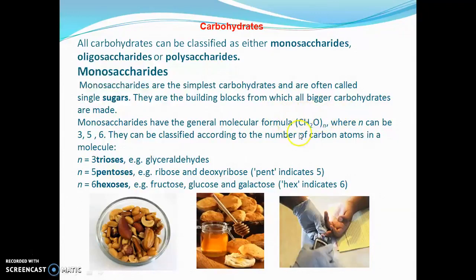Monosaccharides have the general formula (CH2O)n, where n can be 3, 5, 6. They can be classified according to the number of carbon atoms in a molecule. When n is equal to 3, they are called a triose, for example glyceraldehyde. When n is equal to 5, it is called a pentose, for example ribose and deoxyribose sugar, which are found in nucleic acids. When n is equal to 6, they are called hexose sugars, the most common being glucose, fructose and galactose.